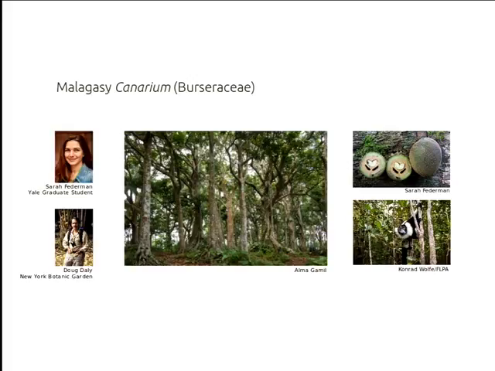We've been working on a group called Canarium, which is in the Burseraceae. It's a relative of frankincense and myrrh. These are really large dioecious trees that produce large fruits, and they're a major food source for lemurs in Madagascar. They're really widely distributed, a dominant tree in Madagascar in both the wet and dry forests. And this clade appears to have arrived in Madagascar less than 10 million years ago, and has diversified and become a really dominant tree in this landscape.